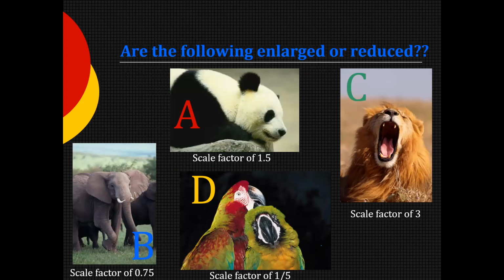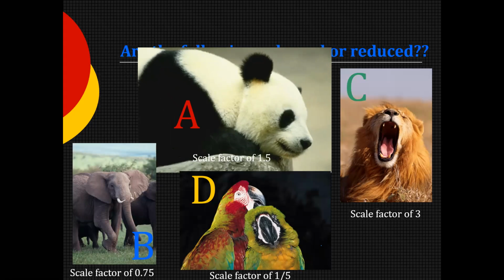All right, so are the following enlarged or reduced? A, if you have a scale factor of 1.5, is it enlarged or reduced? Enlarged, right, because it's more than 1. Very good. All right, let's look at B. Scale factor of 0.75. What would happen? It's less than 1, so it will be reduced.